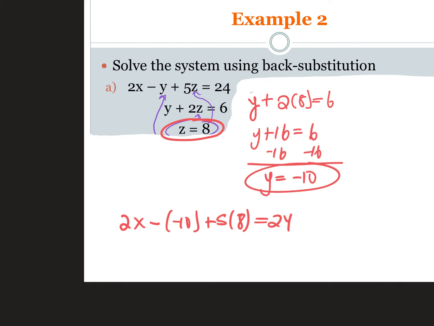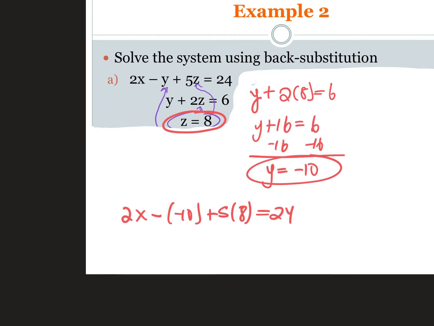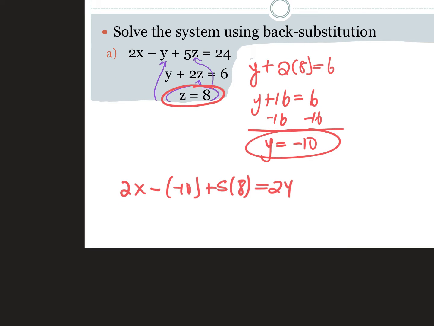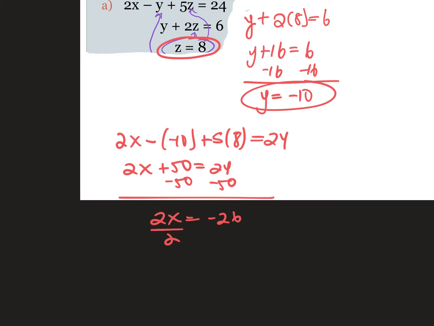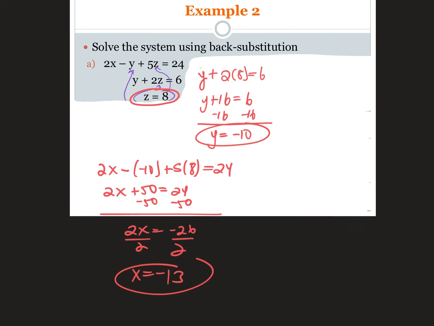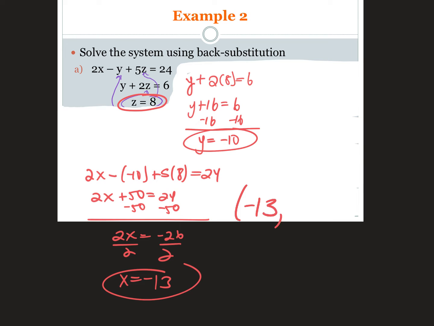This is very basic, very simple, but if you skip a step, if you miss a negative sign, something like that, it throws everything off. So just take your time. Here I have minus the negative, so I have 2x, 10 plus 40 gives me plus 50 equals 24. Minus 50 from both sides, you get 2x equals negative 26, yeah? Divide by 2, what does x equal? Negative 13. And then I write my ordered triple. So my answer would be negative 13, negative 10, 8. Correct? You guys with me?